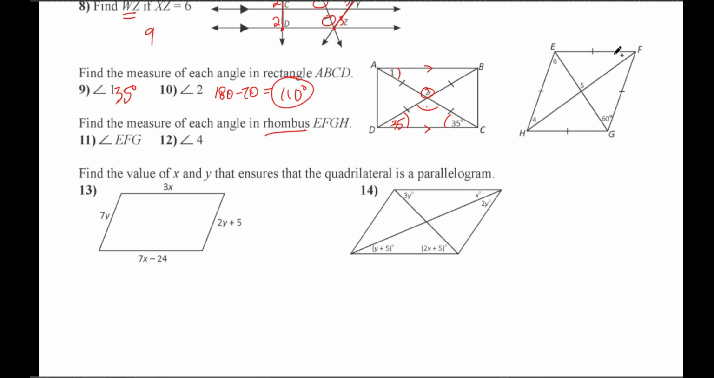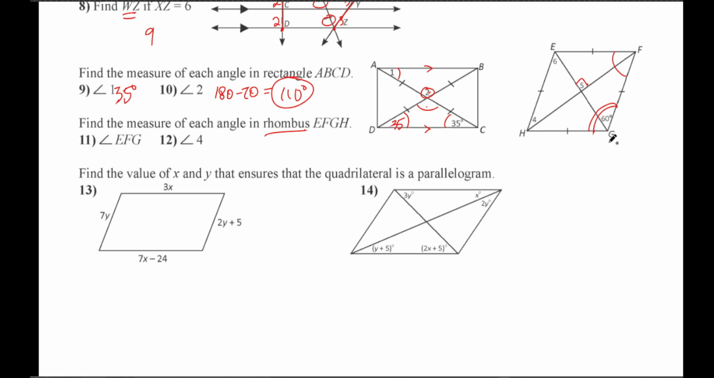EFG, where's that? EFG, that's this one right there. How in the world am I going to find that? Well, look at this. Let's find this one down here. We have to know something, though. On a rhombus, the diagonals do a couple things. Well, 3 things. They bisect each other because it's a parallelogram. They're also perpendicular.